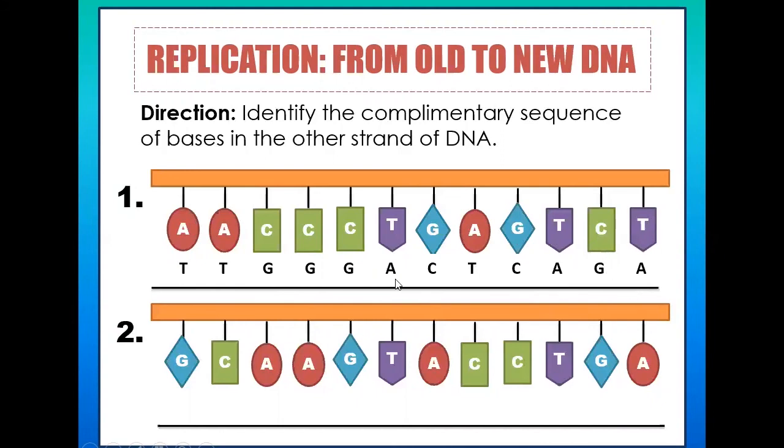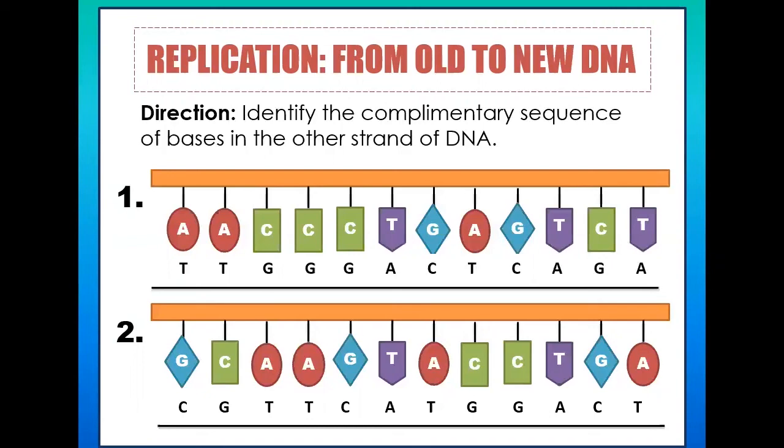Okay? So, now for number 2, we have here G, C, A, A, G, T, A, C, C, T, G, A. So, let's try to produce a new strand using complementary base pairing. A to T, C to G. Okay? So, here's the answer. So, G to C, C to G, A to T, A to T, G to C, T to A, A to T, C to G, C to G, T to A, G to C, A to T.